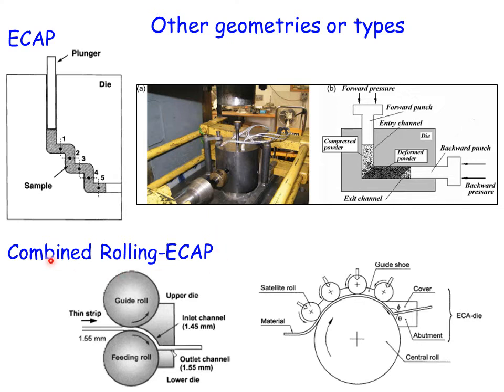It is possible also to combine rolling and ECAP. This is very interesting because this allows for a continuous production of a material with different characteristics. So you see here arriving a thin strip of the material guided by the rolls, and then going through the equal channel angle here, pressed by the rolls, and in that way the obtained sample has a different microstructure or nanostructure. This can also be done in this way here.